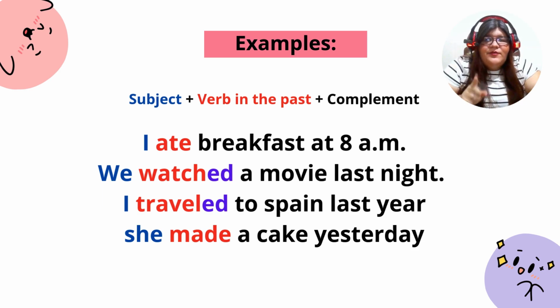You just have to memorize irregular verbs. Remember that? And then we watched a movie last night. We added ed. So that is not an irregular verb, right? So we added ed. Then we have I traveled to Spain last year. She made a cake yesterday. You see these actions happen in the past.